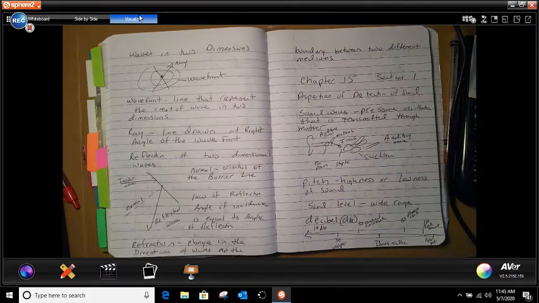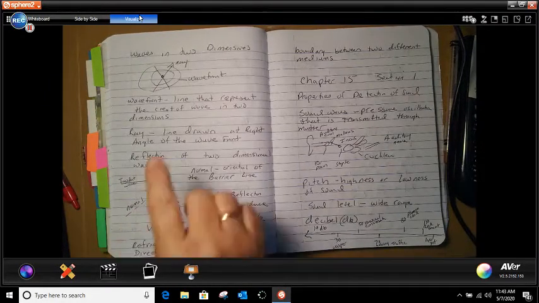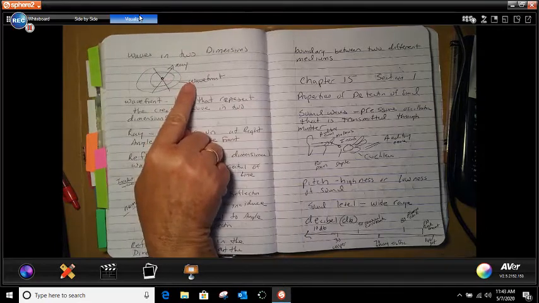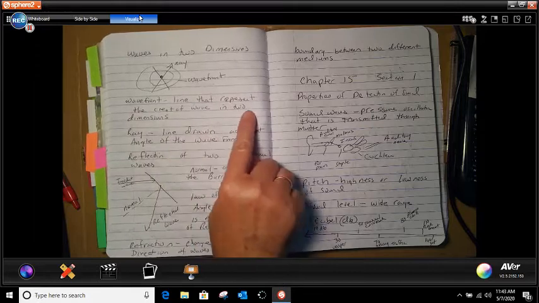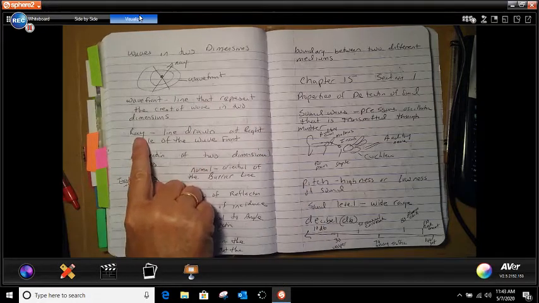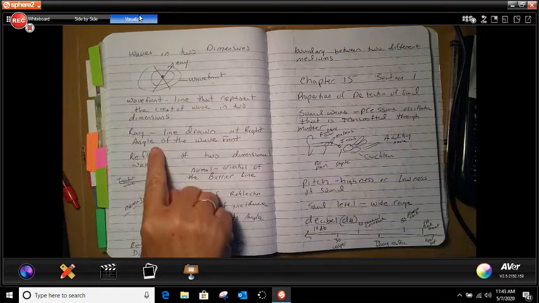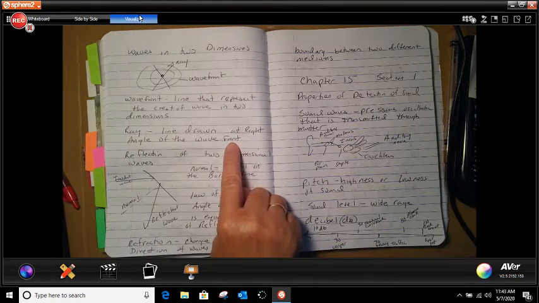When you're talking about waves in 2 dimensions, you're talking about rays and wavefronts. A wavefront is a line that represents the crest of the wave in 2 dimensions. A ray is a line drawn at the right angle of the wavefront.